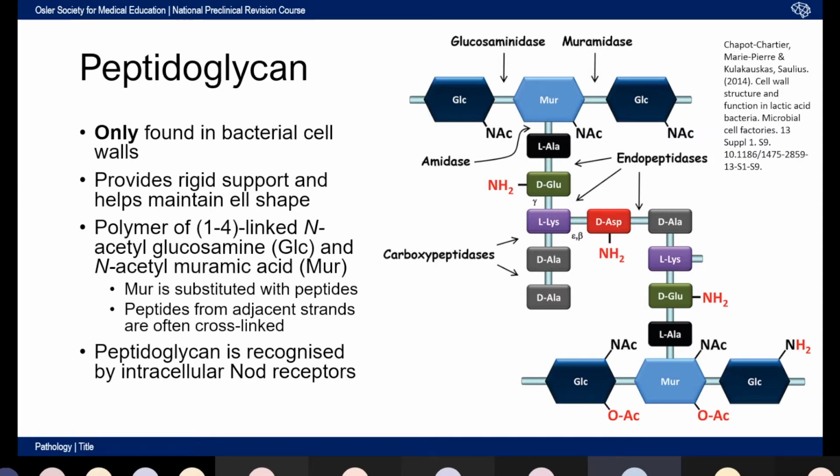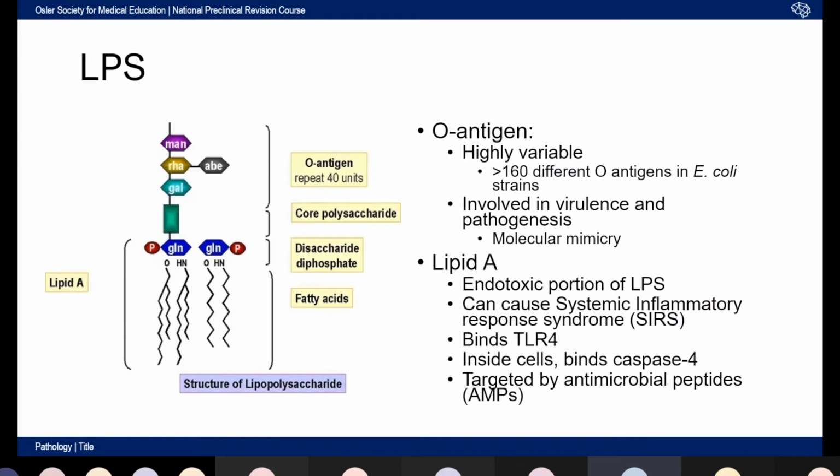Another important molecule is LPS. It's composed of three parts: the lipid A, which acts as an endotoxin, the core polysaccharides, and then the O antigen, which is a repeating polysaccharide chain of varying length. Lipid A is the domain that's integrated into the membrane, and the O antigen sticks out. Lipid A is endotoxic and can lead to systemic inflammatory response syndrome, which is SIRS. This includes fever, hypertension, disseminated intravascular coagulation, and activation of complement and macrophages.